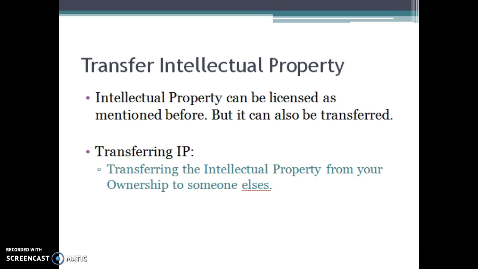Most times this is not something that you want to do, but universities do this, and there's a lot of other different reasons you may do this, but most of the time people do licensing instead because they maintain a steady flow of cash flow while doing that.